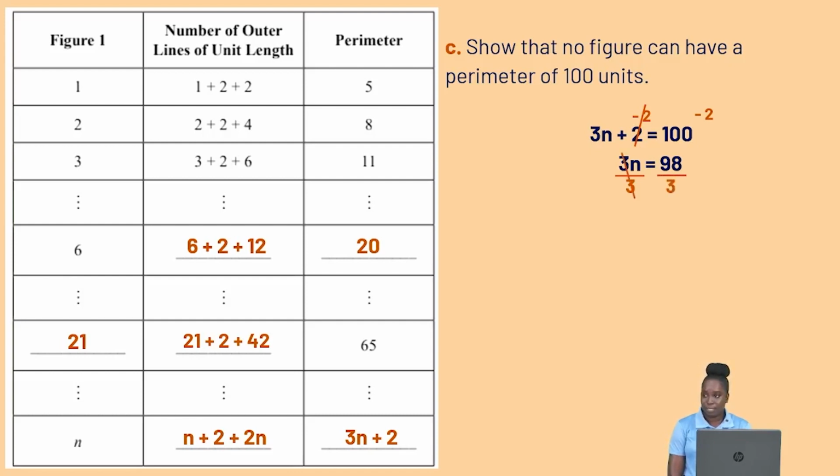When we divide both sides by 3, we'll notice that 3 into 98 does not give us a whole number. The answer is in fact 32 and 2/3. And so we can't have a figure 32 and 2/3. So this proves or shows that no figure can have a perimeter of 100 units.